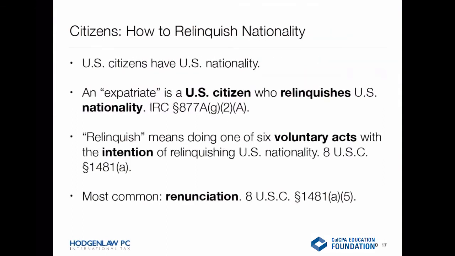So first, if you're a U.S. citizen, you have U.S. nationality. And all citizens are nationals, but not all nationals are citizens. And an expatriate is a U.S. citizen who relinquishes their U.S. nationality. To relinquish means to do one of 6 voluntary acts with the intention of relinquishing U.S. nationality, and the most common of those is called renunciation.